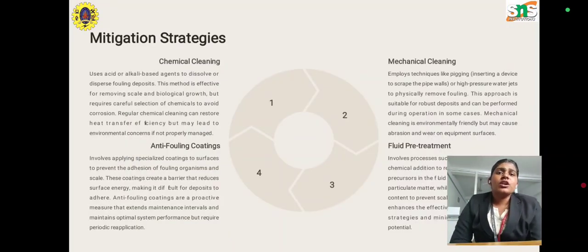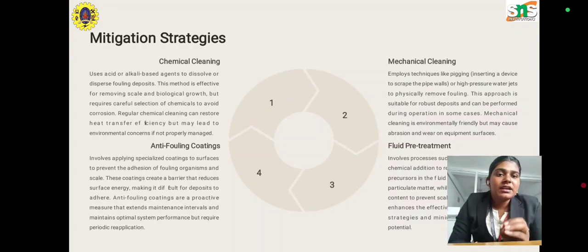Next, what are the mitigation strategies to be followed to avoid fouling? So first is chemical cleaning. We shall use certain chemicals which will not corrode the equipment and are also not harmful for the food items. So these chemicals are used wisely.